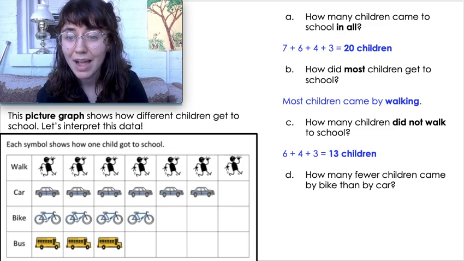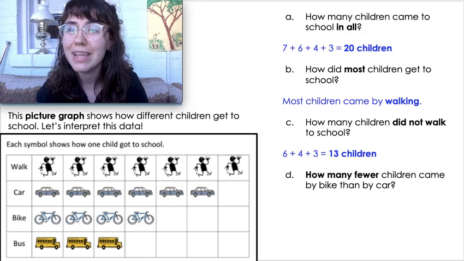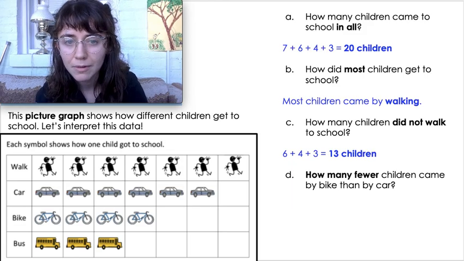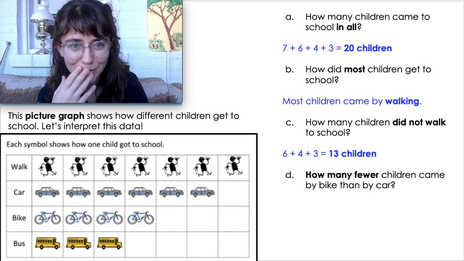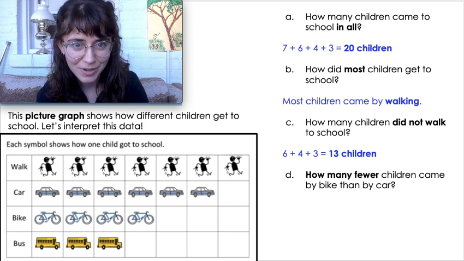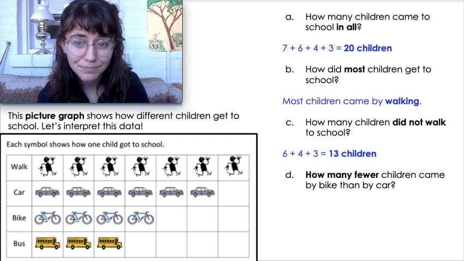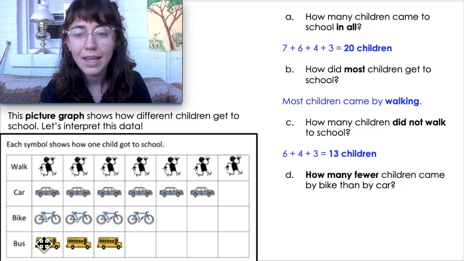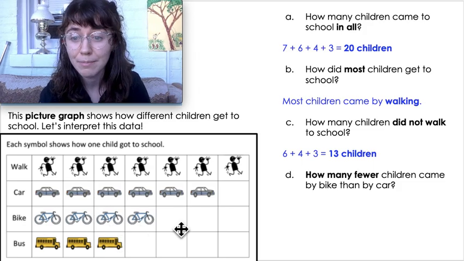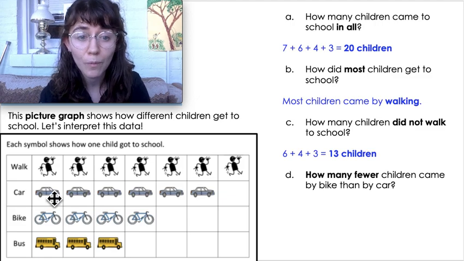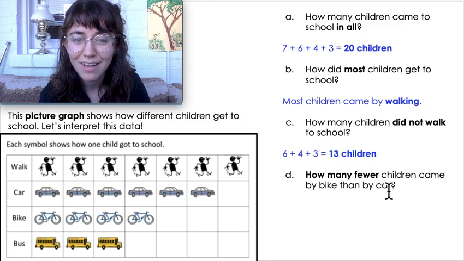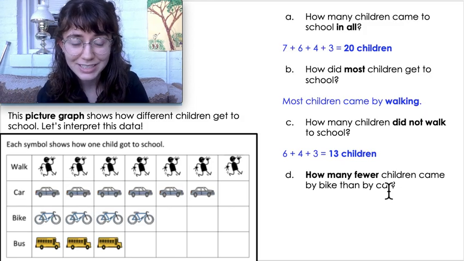in all. Last question. How many fewer children came by bike than by car? I wonder if you remember if we should add or subtract. Because it says how many fewer, we're going to subtract. So there were 1, 2, 3, 4 that came by bike, and 1, 2, 3 that came by bus. Oh, sorry, and 1, 2, 3, 4, 5, 6 that came by car. So bike and car. So write down your subtraction sentence.